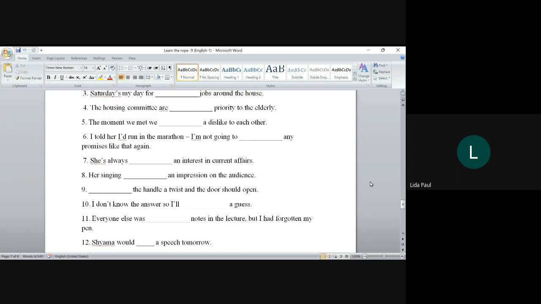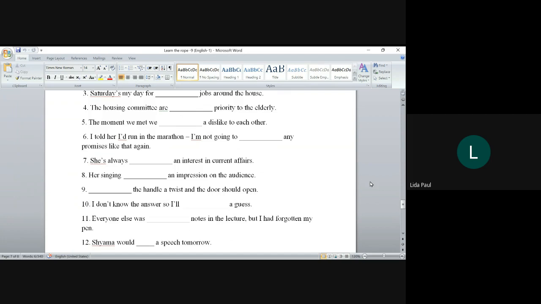Eighth one, her singing dash an impression on the audience. Makes an impression on the audience. Her singing makes an impression on the audience. Next, dash the handle a twist and the door should open. Give. Give the handle a twist and the door should open. So give a twist is your basic expression, right?